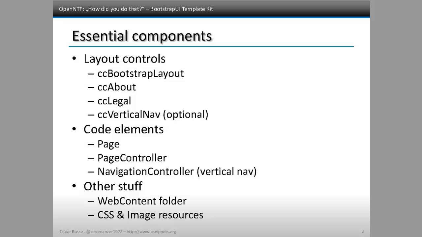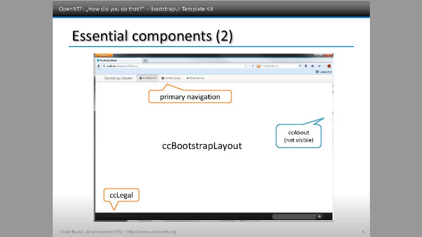To dive deeply into the navigation control, we have to look at the layout control, the CC Bootstrap layout custom control. This slide shows some elements from it, the primary navigation on the top. At the bottom, you can see the CC legal custom control embedded in that layout control. That's some kind of the copyright information. And not visible on this slide is the CC about control. It's just the about box to bring up with some client-side JavaScript.